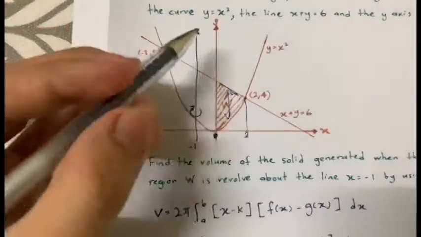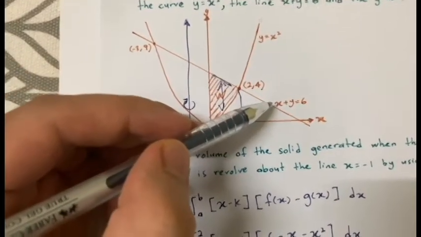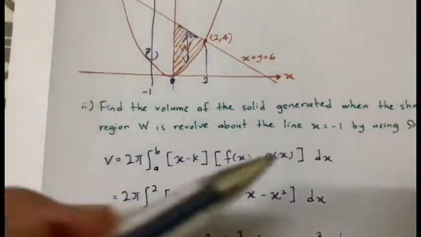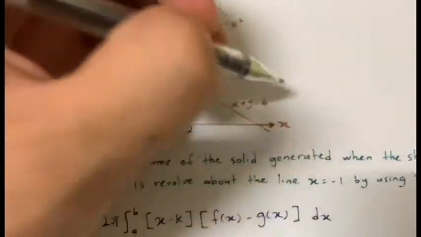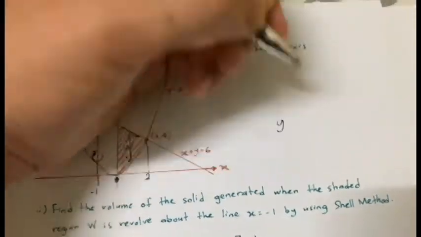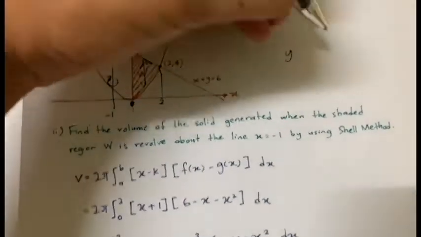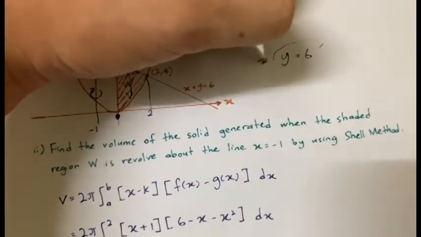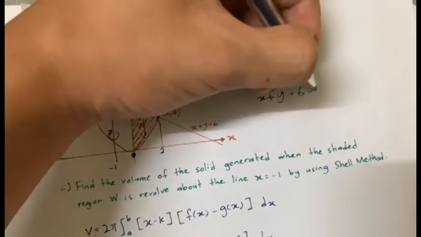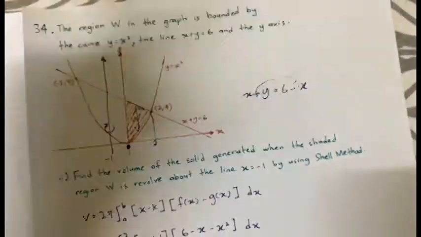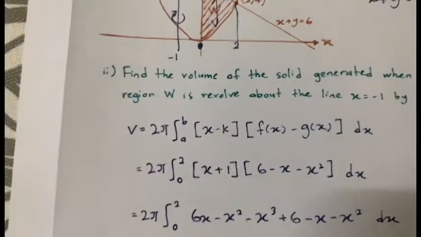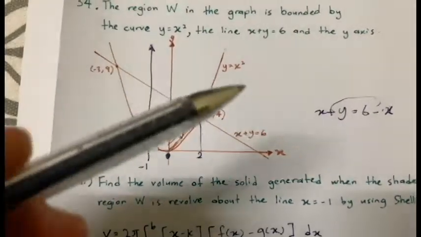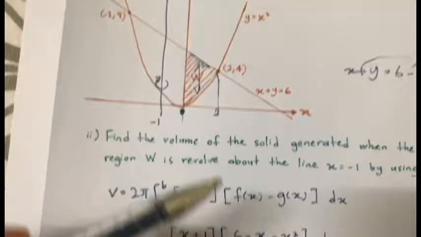So what is the upper one? The straight line. So what is the straight line? It is x plus y equal to 6, but we're going to integrate with respect to x. So we're going to take y, make the x go to the other side, so it becomes negative x, just like that. So we're going to make f(x) turn into 6 minus x. So we're left with the curve one, which is x squared.